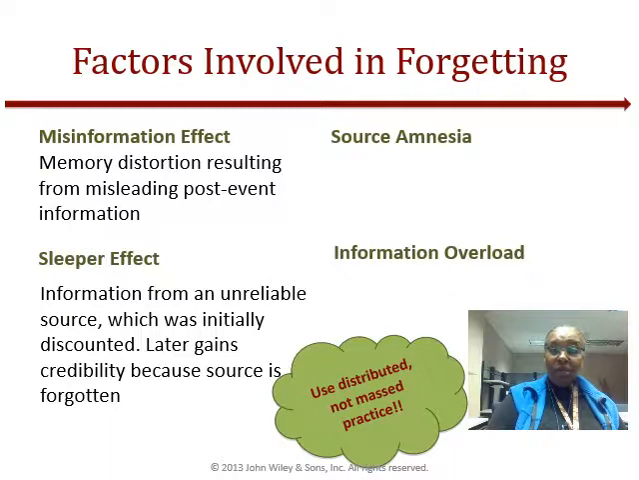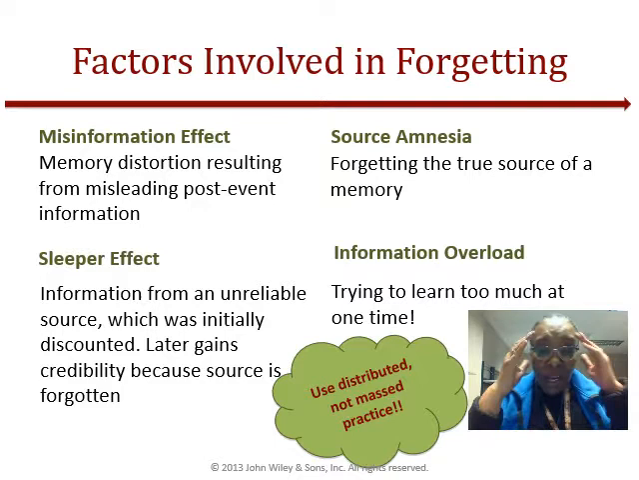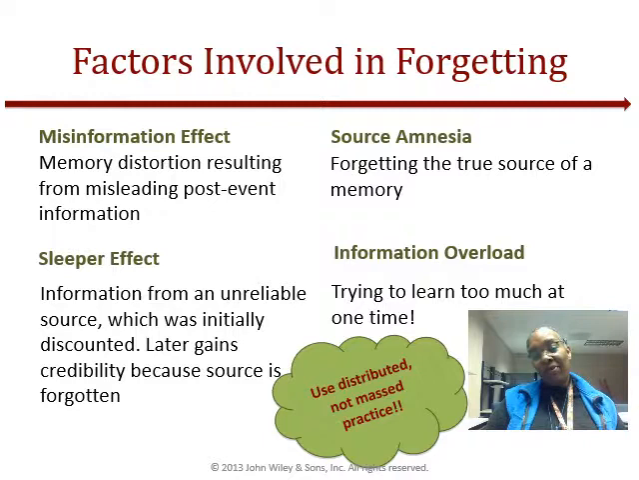When we're talking about mass practice, time is spent learning with groups into unbroken intervals. This is usually what we call cramming. Okay. Source amnesia is forgetting the true source of the memory. And then there's information overload. When we're trying to take in all this information at one time, we wind up forgetting it because we kind of overwhelmed our brains for the moment.